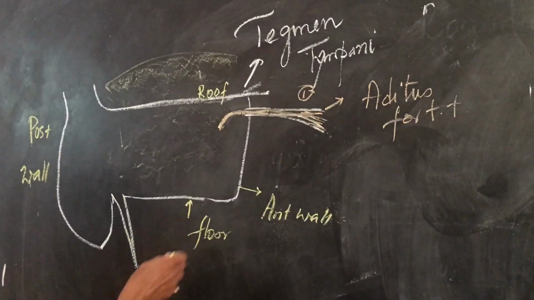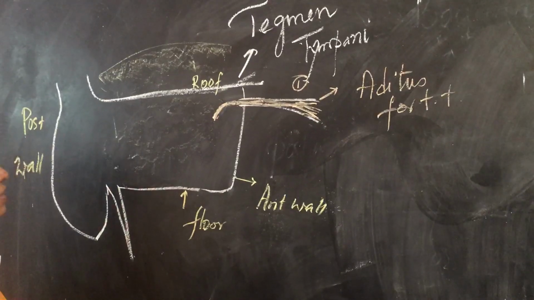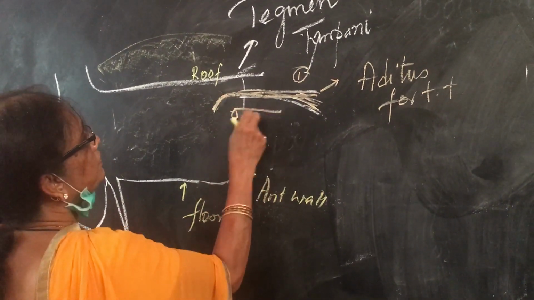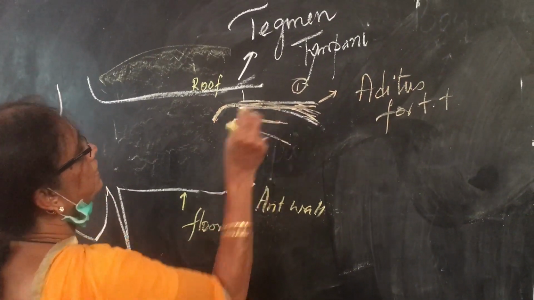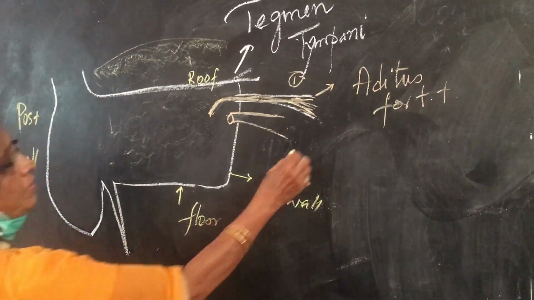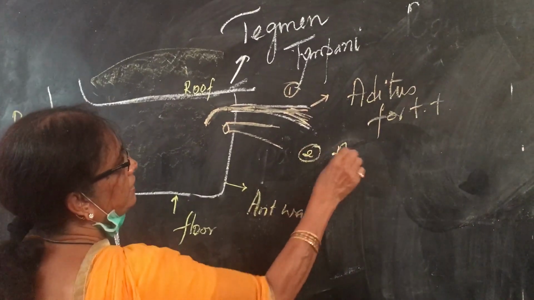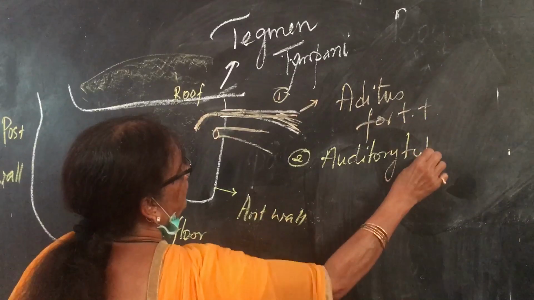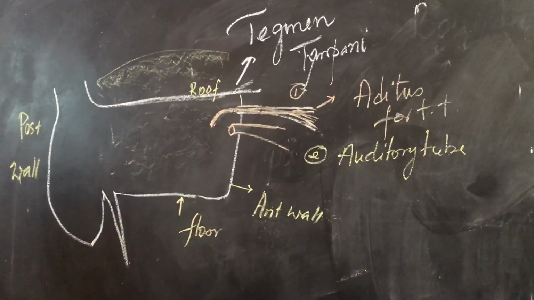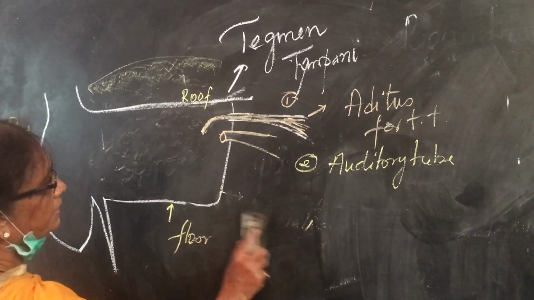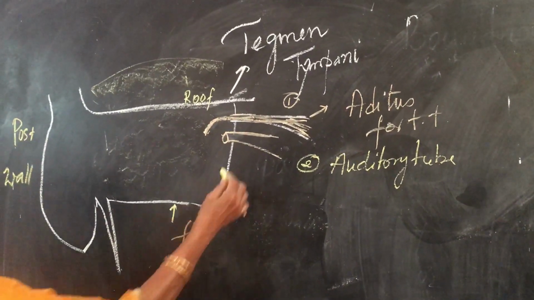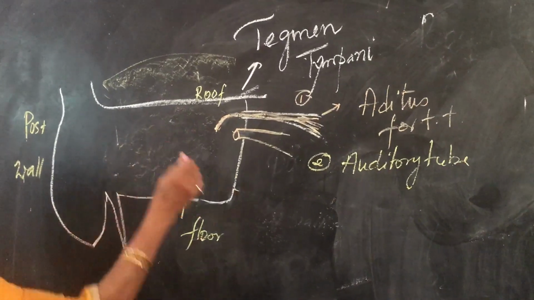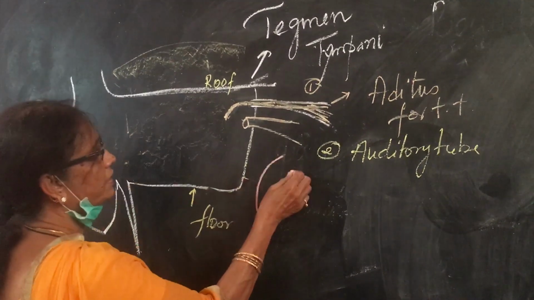The next opening is the opening of the auditory tube. Auditory tube opens into the anterior wall of the tympanic cavity. Opening of auditory tube. Beneath the auditory tube, there is a thin plate of bone. This thin plate of bone separates the tympanic cavity from the internal carotid artery.